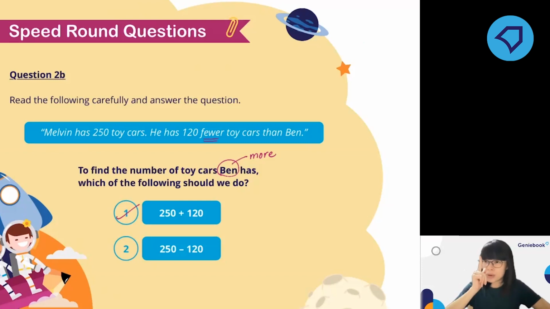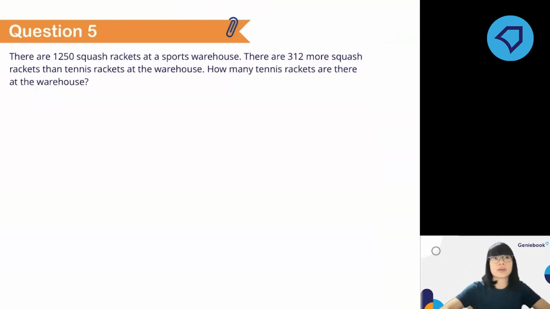Yes, let me go through one with you and then I'm going to give you your bubble question, okay? So this one, let's go through together first. There are 1,250 squash rackets at a sports warehouse. There are 312 more squash rackets than tennis rackets at the warehouse. How many tennis rackets are there at the warehouse?